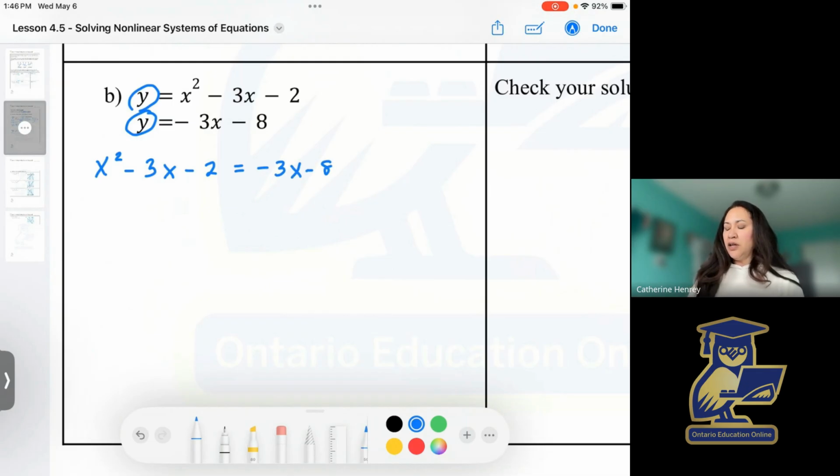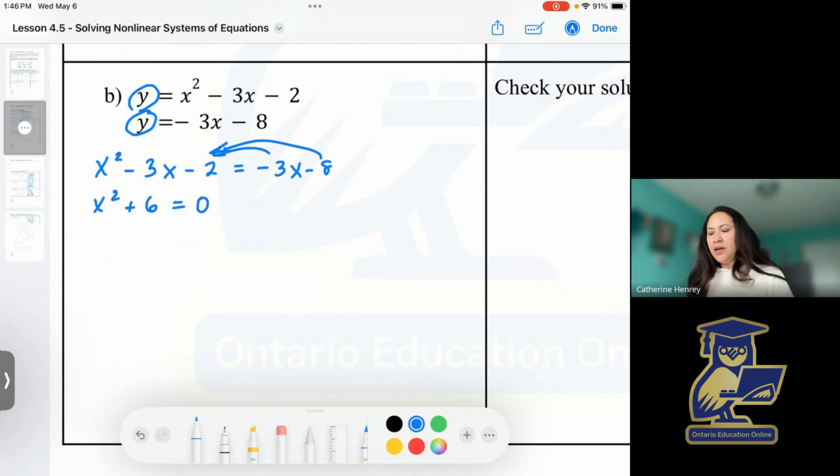To solve, we're going to move that -3x over, and we're also going to move that -8 over and change the signs. So I'll have x squared, -3x plus 3x, that's going to cancel out the x terms. And then -2 plus 8 is going to give me 6 equals 0. So here we have a situation.